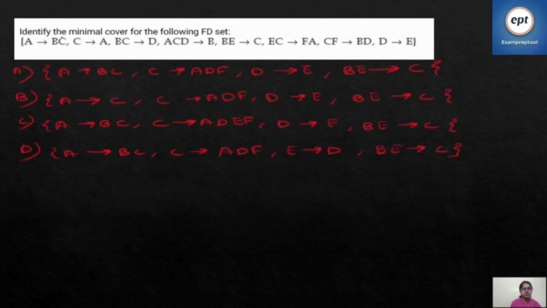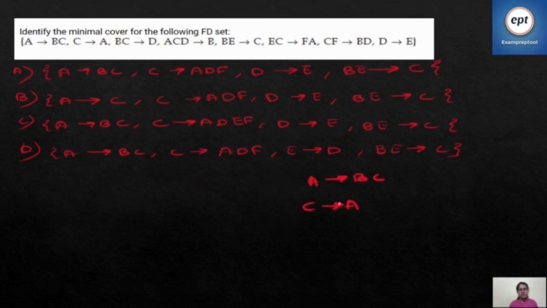In this question, identify the minimal cover for the following functional dependency set, which is given below. So we have to identify the minimal cover of all these FDs. Let's verify it one by one. Here A derives BC. It is correct, we don't have to do anything about it. But let's check again, C derives A.